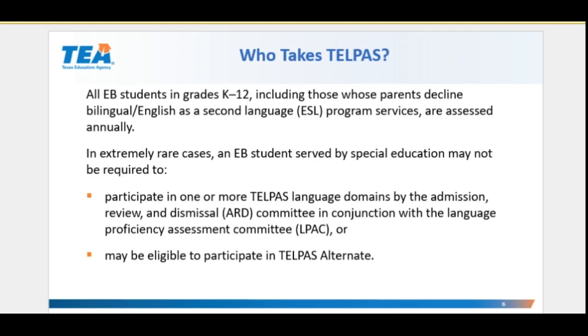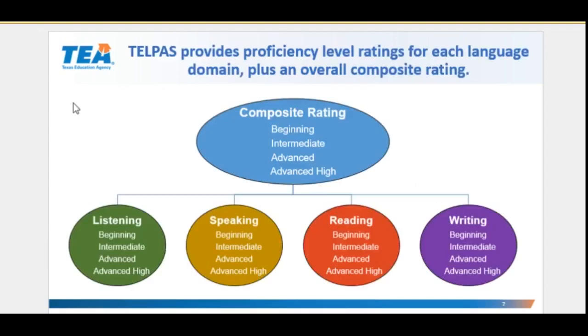In these cases, students will be holistically rated in the domains of listening, speaking, and writing as applicable. Students must have the same rater for all applicable language domains. A paper test, regular print, large print, or braille is the special administration for reading. For more information on the special administration of an online TELPAS test, refer to the district and district campus coordinator resources. TELPAS provides proficiency level ratings for each language domain plus an overall composite rating.